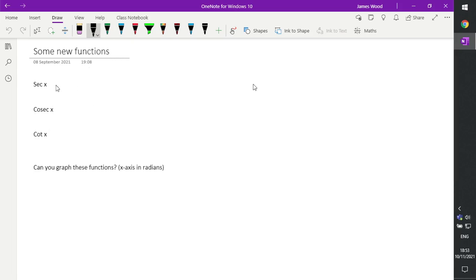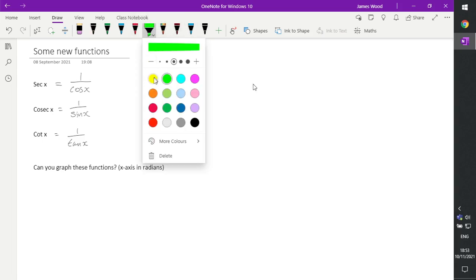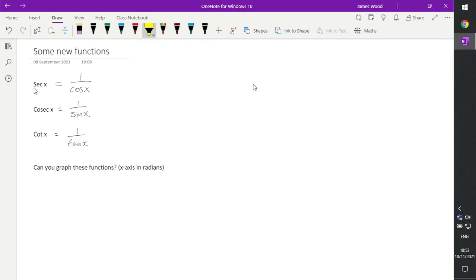Now, the ways that these are defined, sec x is actually just 1 over cos x. Cosec x is 1 over sine x. And cot x is 1 over tan x. Okay, so these are not really new functions, it's just a different way of writing 1 over the other functions that we knew already. Now, in terms of remembering which one's which, you might think it's a little bit counterintuitive having cosec actually be sine rather than cosine.